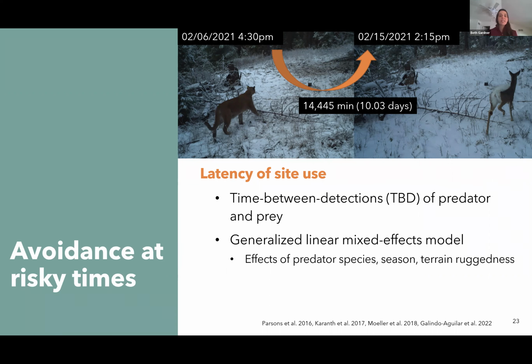And then we used generalized linear mixed models to look at the effects of the predator species, the season, and again, that terrain ruggedness on the time between detections. So if there's no response to a predator, we would expect the time between detections to always be the same. And if we think there is a response, then we would see that that time gets longer between a predator showing up and then a prey. We also included other prey just to give ourselves a comparison.